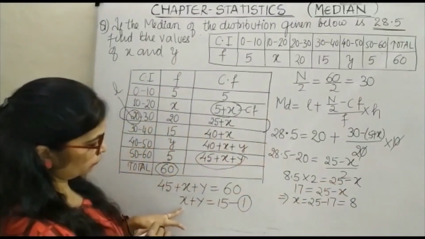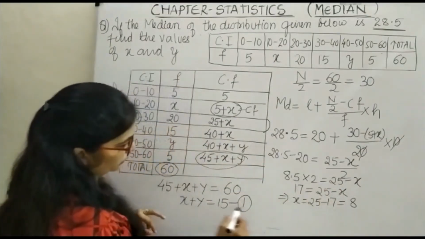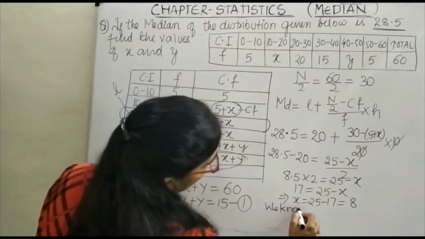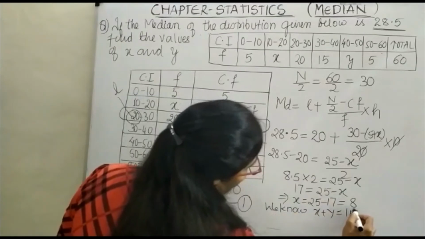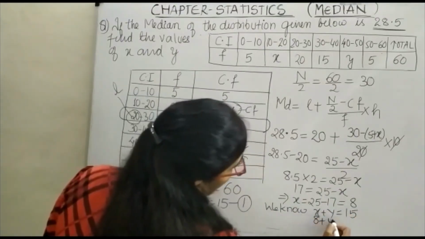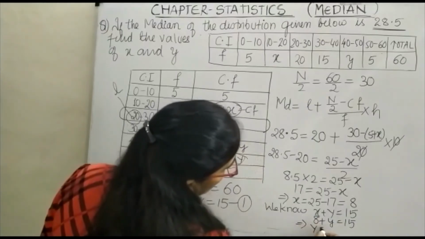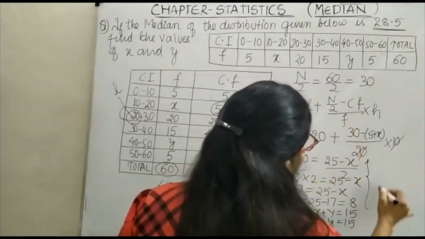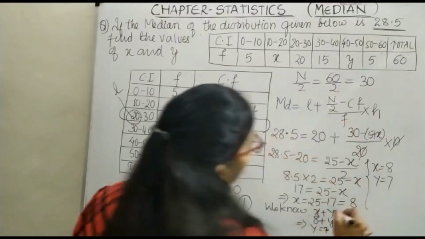One more equation is with us: x plus y is equal to 15. Put the value of x equal to 8 here. We know x plus y is equal to 15. So 8 plus y is equal to 15, which implies y is equal to 7. So what values did we get here? The value of x is equal to 8 and y is equal to 7.